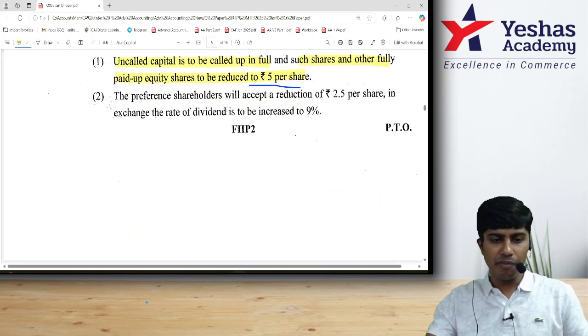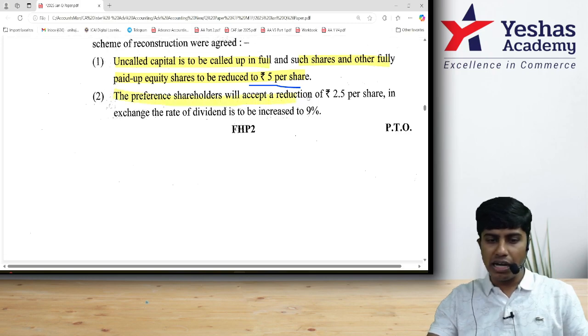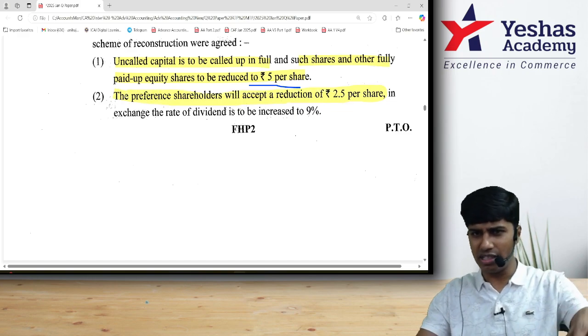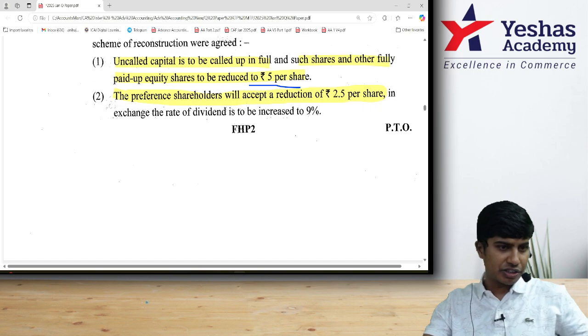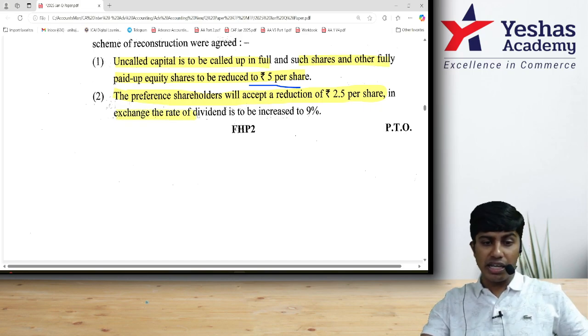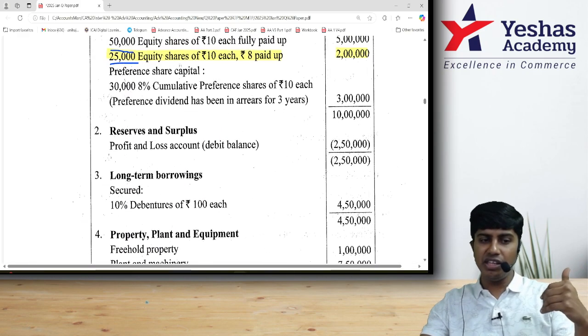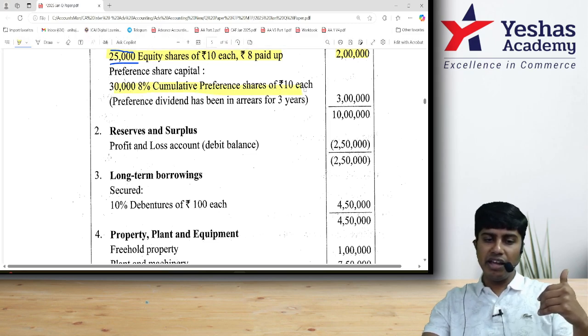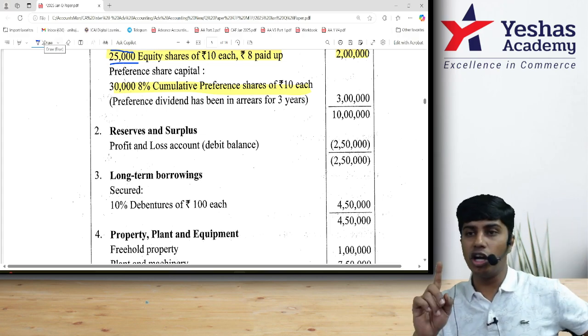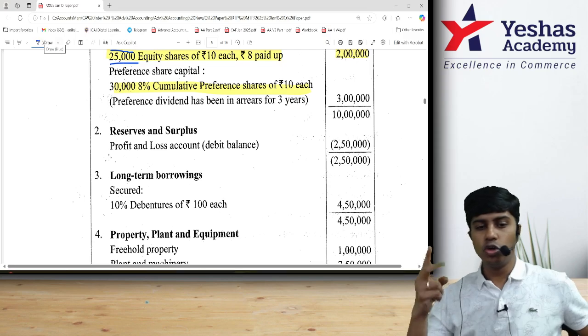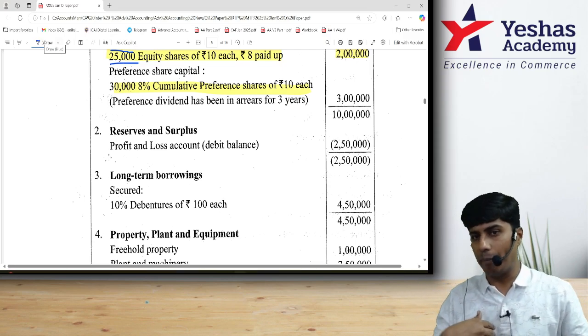Adjustment number 2 says that preference shareholders will accept a reduction of rupees 2.5 per share. Their shares are of rupees 10. It will be reduced by 2.5. That 2.5 which is reduced will go to capital reduction. In exchange, the rate of dividend is to be increased to 9%. We are basically taking away their old shares and giving them new shares. They have 8% shares of rupees 10 each. We will take those shares from them and give them 9% shares, but they will not be 10. It will be 7.5. The 2.5 they give up will go to our capital reduction.